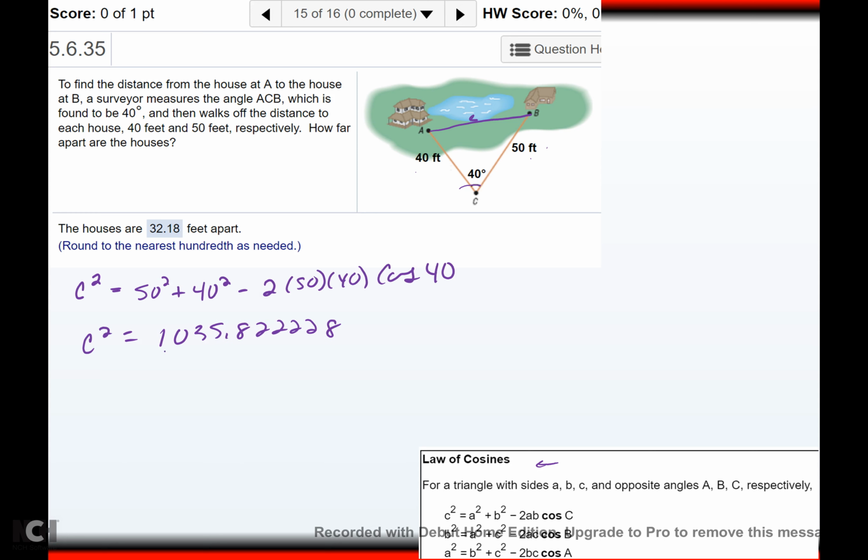All right, so I'm going to set up C squared, that's what I'm looking for, equals A squared, which is 50, plus B squared, minus 2 times A times B times cosine of C. So if I type that in, I get C squared equals 1035.8222228, square root, and I get C equals 32.1841922. And they said to the nearest hundredth, 4 won't bump it up, so I get 32.18.